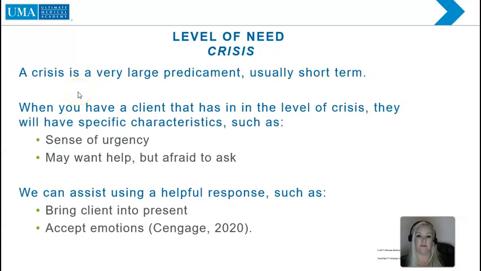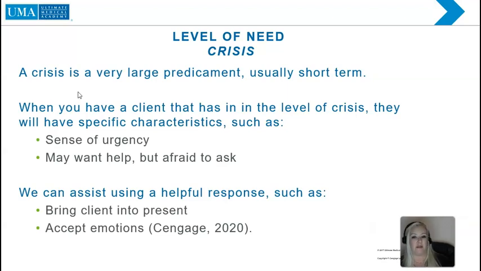Now let's look at the level of need called a crisis. A crisis is a very large predicament, but it's usually short term. So that's the good thing. We looked at problem, we looked at predicament, and now we're looking at crisis, which is a very large predicament. It's probably going to have a lot of moving parts to it, right?